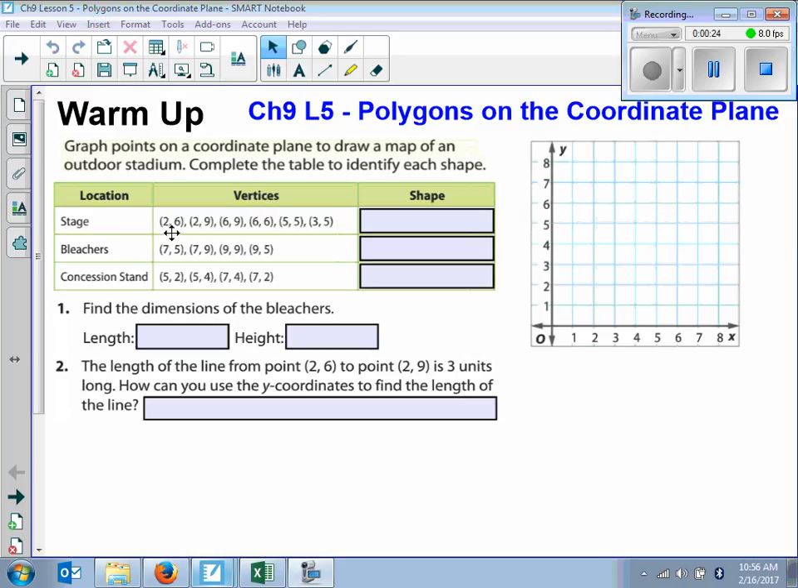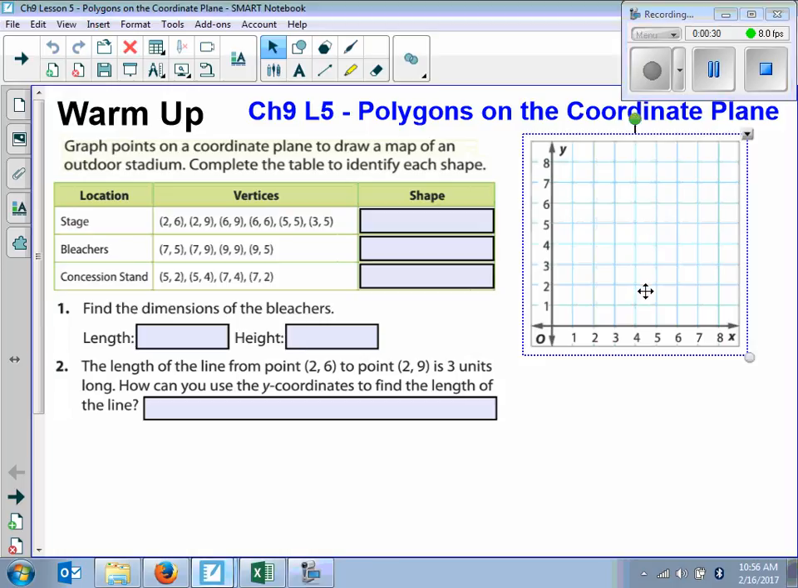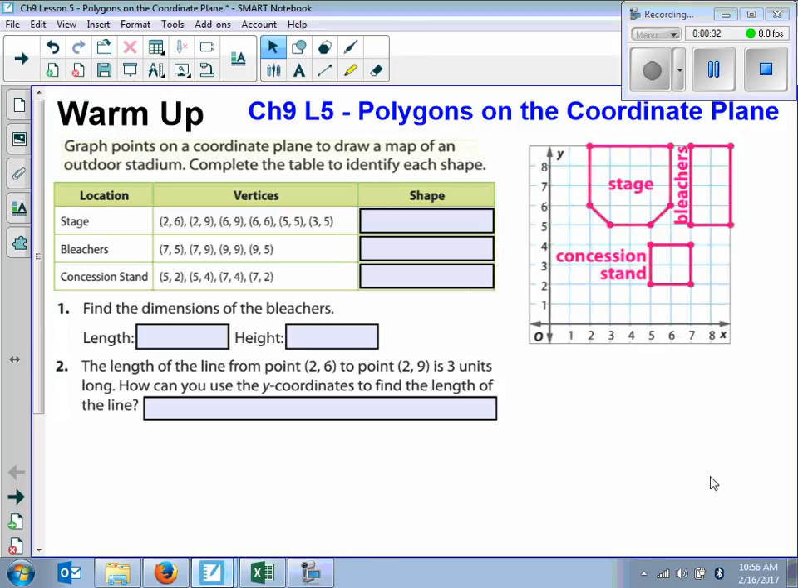So when we graph (2, 2), (2, 9), (6, 9), (6, 6), and all the rest of them, this is what your graph should look like. Okay? So if I look at the stage here, what shape is that? We have 1, 2, 3, 4, 5, 6 sides, so that is a hexagon. Very good.